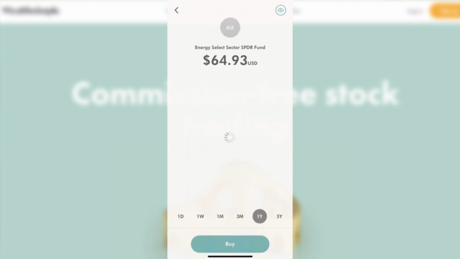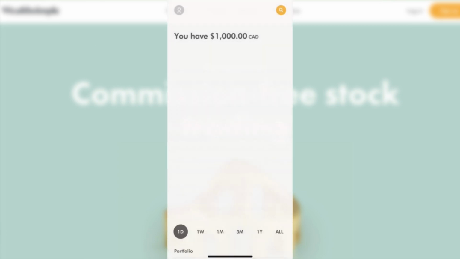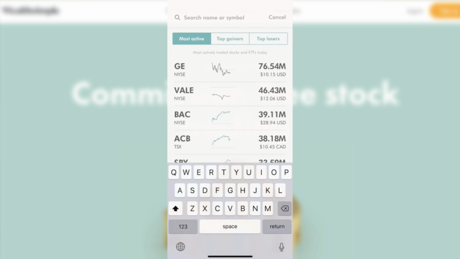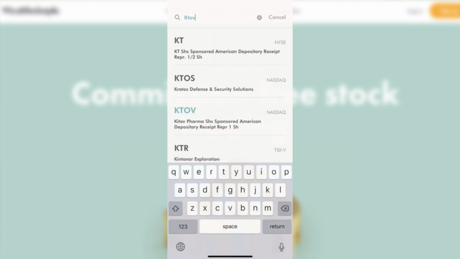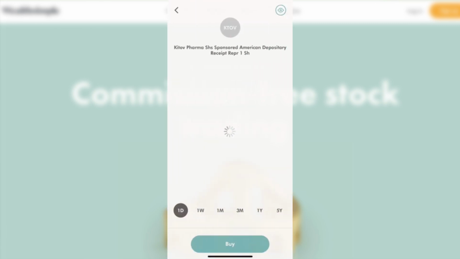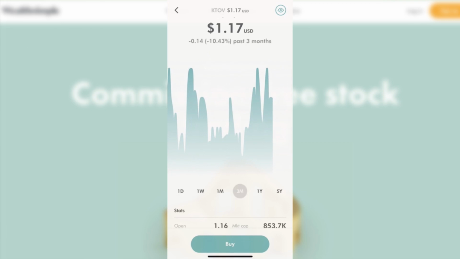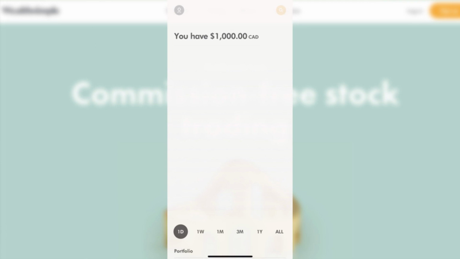Now, I do notice that they don't have a lot of the small caps, the penny stocks on the NASDAQ that I really like to trade sometimes. Let's see. SAEX. Nope, they don't have that. What else did I trade? KTOV. I traded this a couple weeks ago, this small cap. Oh, okay, great. I have a recap video on that if you are interested. Let's see. What else?